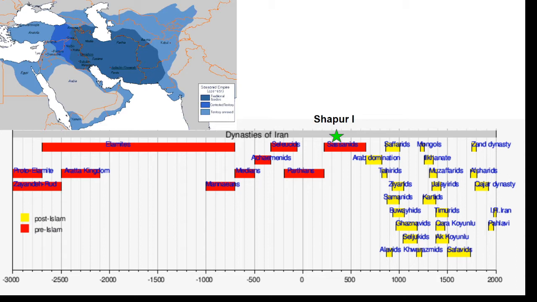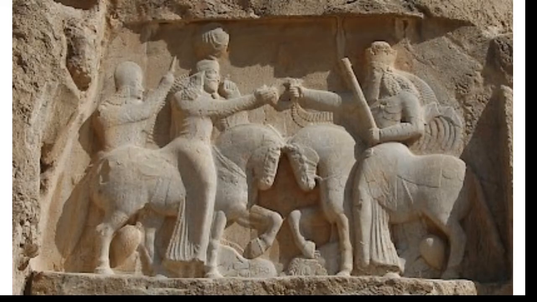So that's who the Sassanids are, and like I said, they come on very strong with their first couple of kings. You got Ardashir, who's the first one who actually takes power.